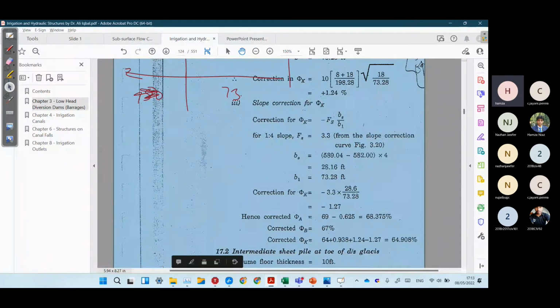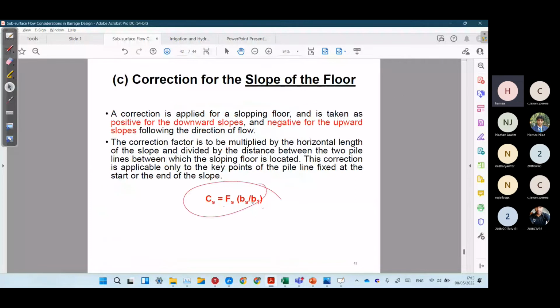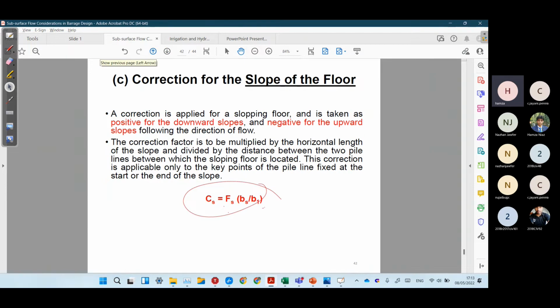The last correction we have to apply is the slope correction. So slope relation is Fs Bs over B1. Bs is the sheet pile distance. Fs we can calculate from these different slopes. For upstream we have 1:3, the correction factor is this. For downstream we have 1:4, the correction factor is this. You can check. Just remember: positive for downward slope, negative for upward slope. Just remember this.